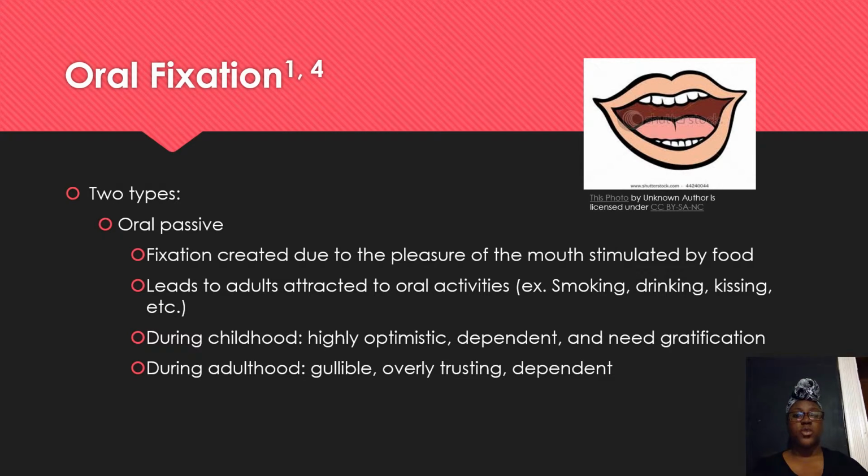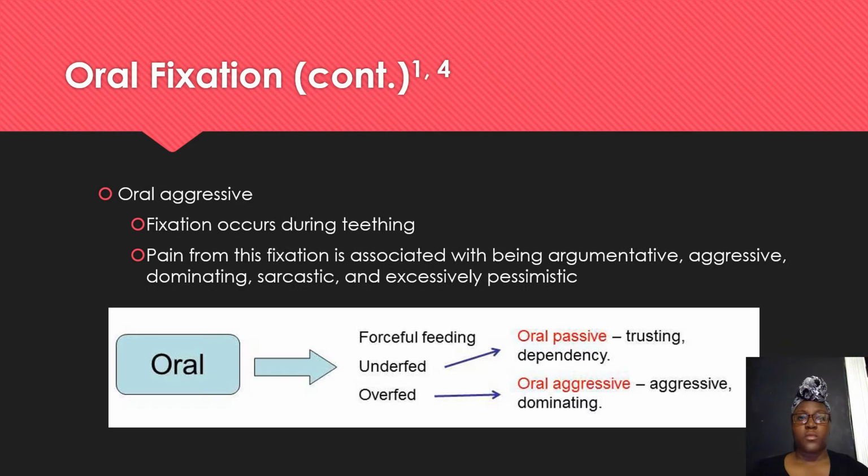The passive fixation of the oral stage is caused by the pleasure of the mouth stimulated by food. It can lead to adults who are more attracted to oral activities such as drinking and smoking during adulthood. As children, orally passive people have high levels of optimism, dependency, and a need for gratification, which later turns them into gullible, overly trusting, and dependent adults. On the other hand, there are orally aggressive people who become fixated during the painful teething stage as an infant. This painful fixation is associated with being argumentative, aggressive, dominating, sarcastic, and excessively pessimistic.